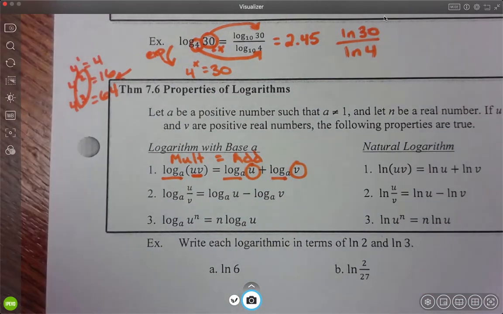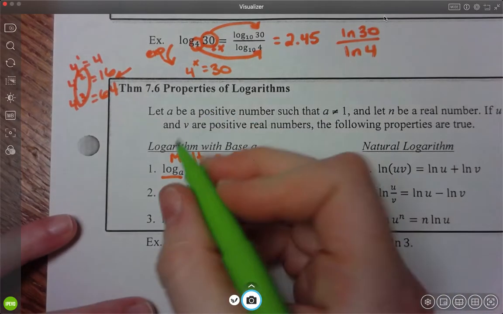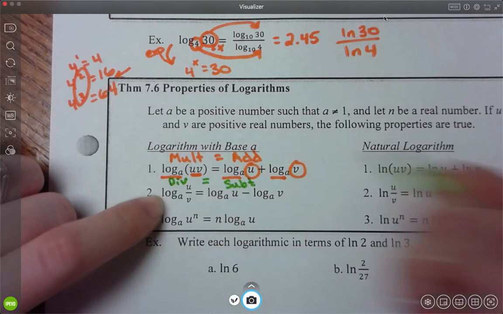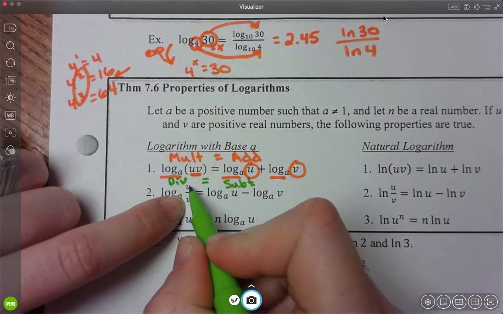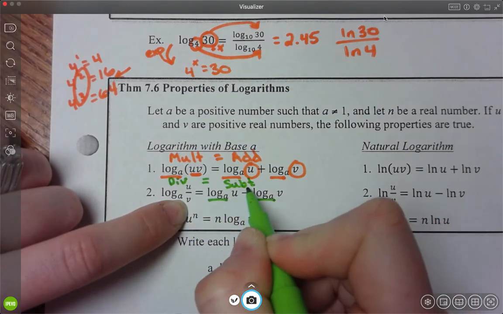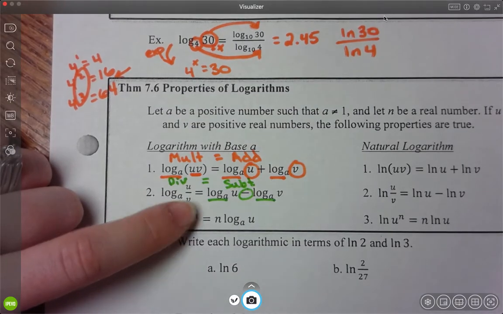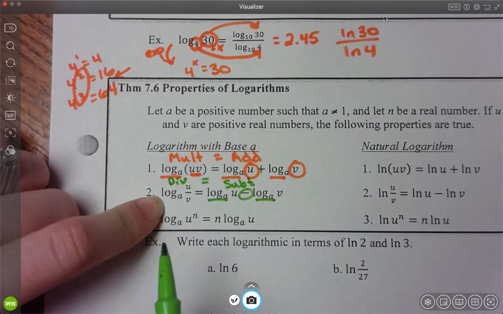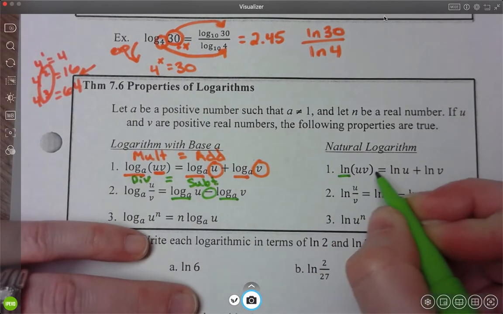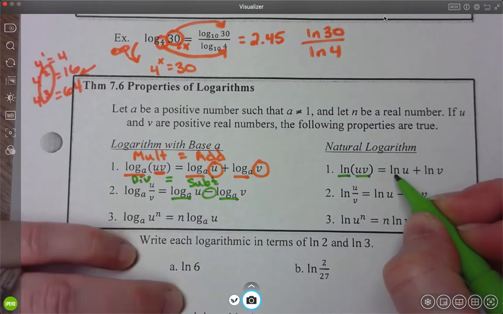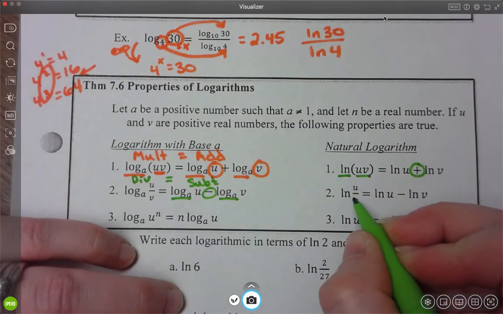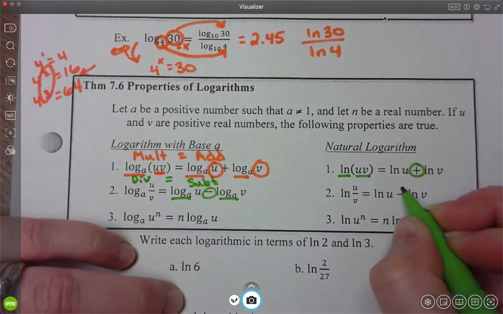Now, in addition to that, I have divide, which means subtract. So if I have log base something of something divided by something, which is my division, I can separate those into 2 logs, but then I'm going to subtract in between them. So subtraction and division go together hand in hand in log world. This column over here is not anything different than that. It's just saying ln works the same way. So ln of uv would be ln of u plus ln v, because multiply means add. ln of u divided by v is ln of u minus ln v, minus because it's divide.